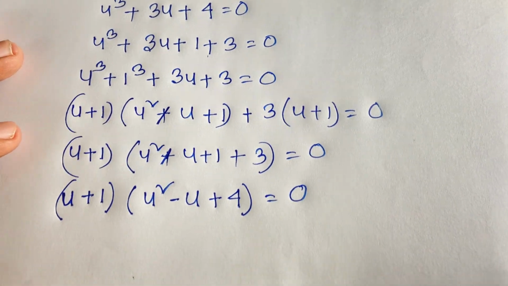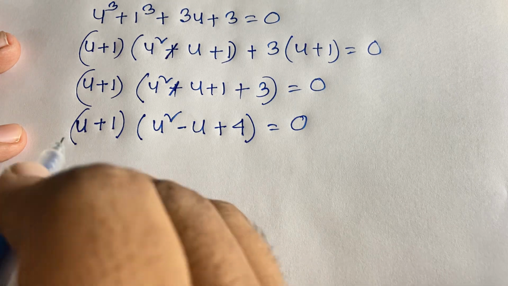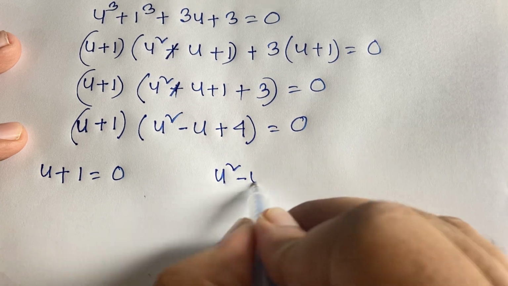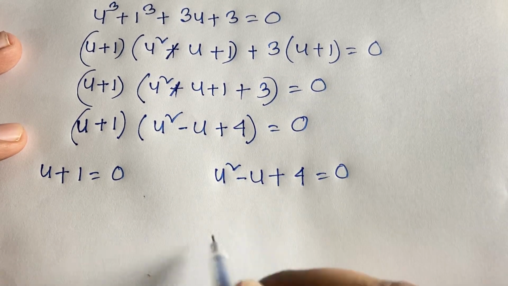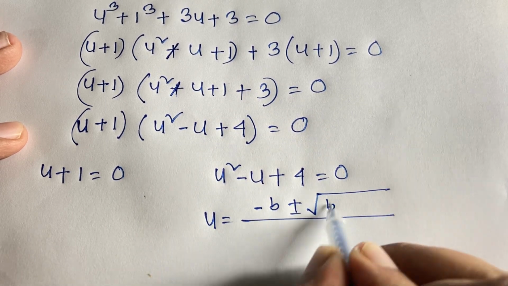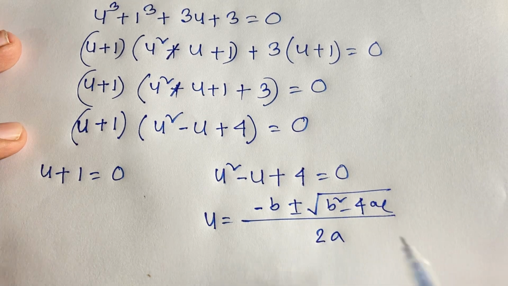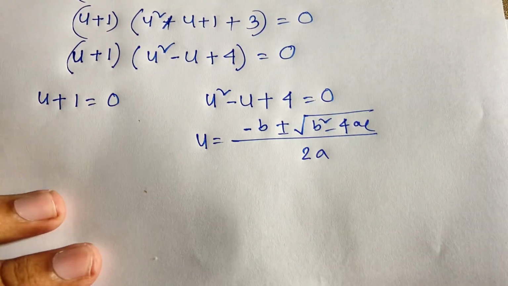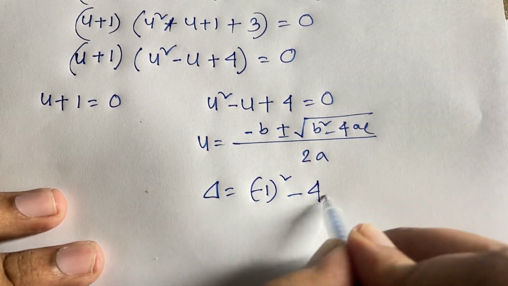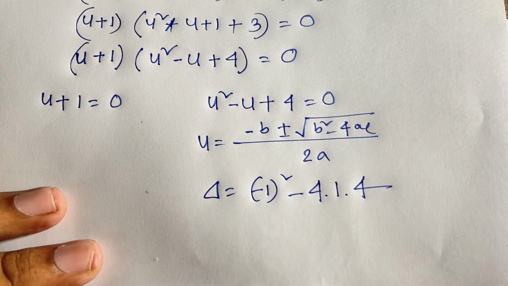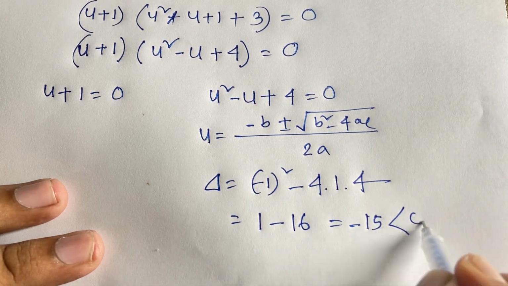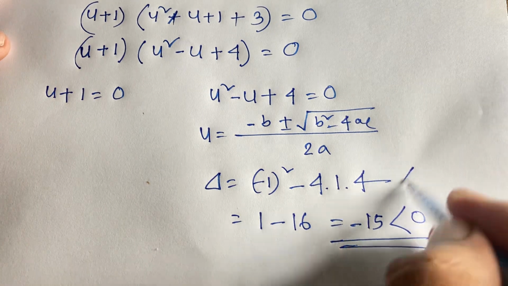So we'll find out two cases. Our first case is u plus 1 is equal to 0, and the other case is u square minus u plus 4 is equal to 0. But remember that u is equal to minus b plus minus root over b square minus 4ac over 2a. So in this case b square minus 4ac, b is minus 1 whole square minus 4ac, a is 1, c is 4. So we'll find out it will be 1 minus 16, and it will be minus 15, so it is less than 0, so it is imaginary. I reject this value, I can't follow this value.